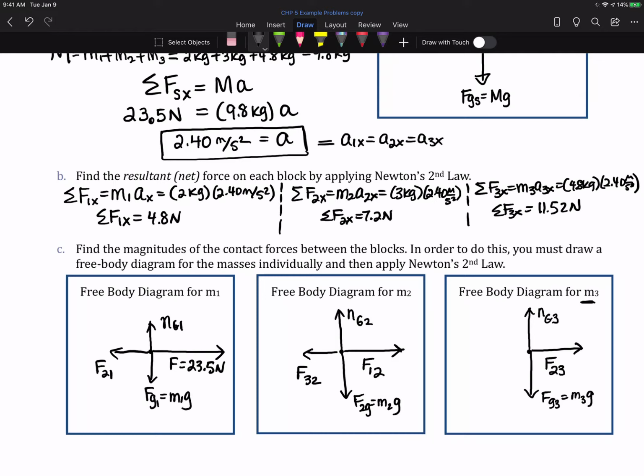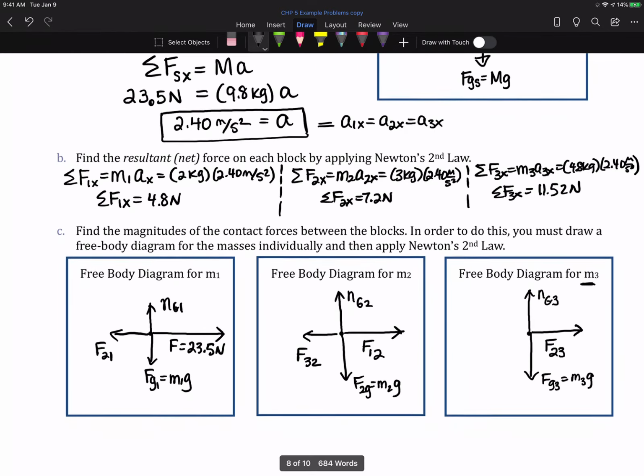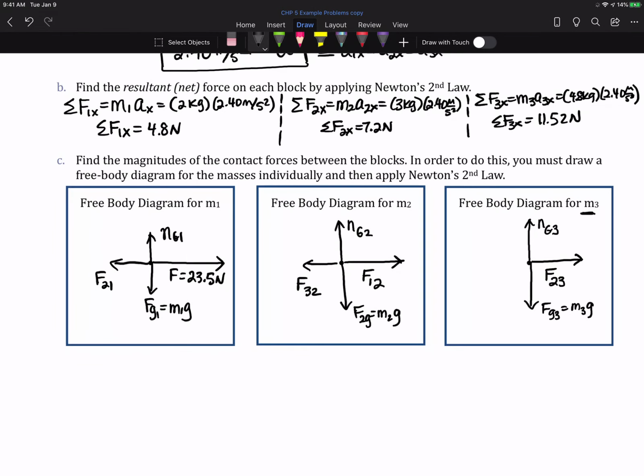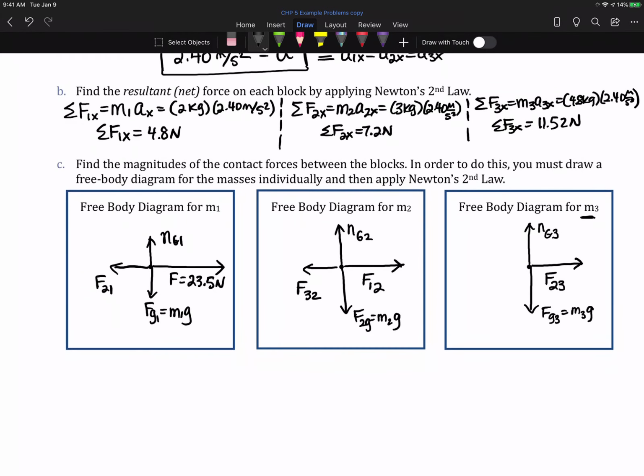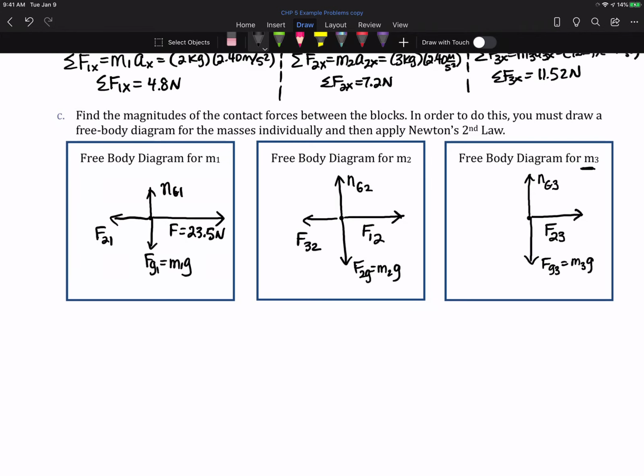So we have separated out each of those masses, and we've looked at how they interact with one another through this contact force of the force of 1 on 2 and 1 on 3, or excuse me, 2 on 3 and so on. So now that we have our free body diagrams, we don't have to go back to our picture up here. We can just look at this in terms of the masses in the system.